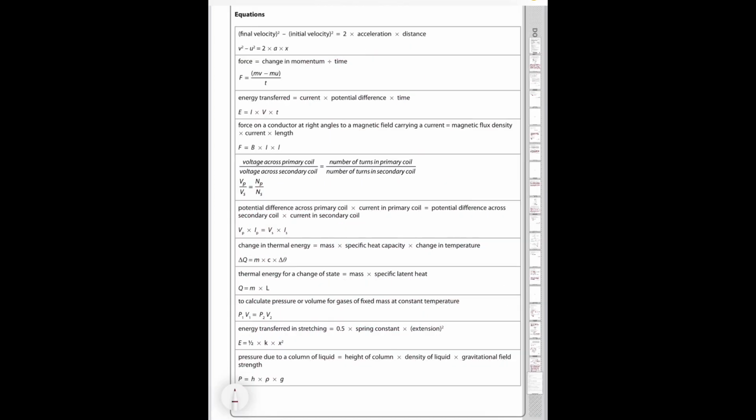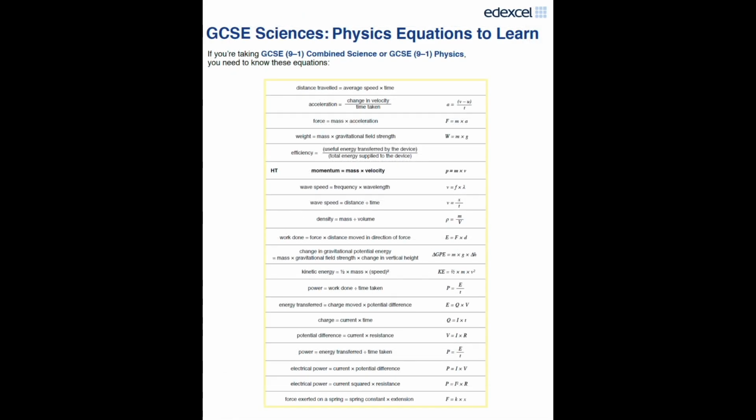This is the list of equations that will be given to you in the examination. So these are the ones that you do not need to learn. So these are the physics equations that you do need to learn.